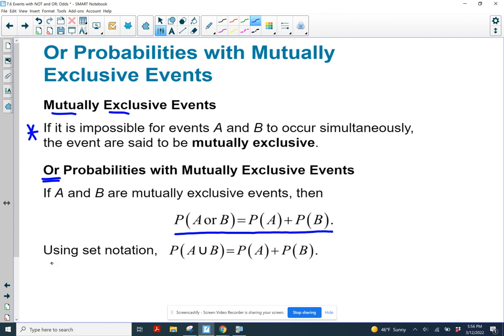Now, in set notation, we're going to use the union symbol for the or. So when we're doing probability, that union symbol means or. Okay? So the probability of A or B, we will often write it with the union symbol. We read it as the probability of A or B. The union symbol means or. In the next section, we'll do the intersection symbol. But for this one, union means or.